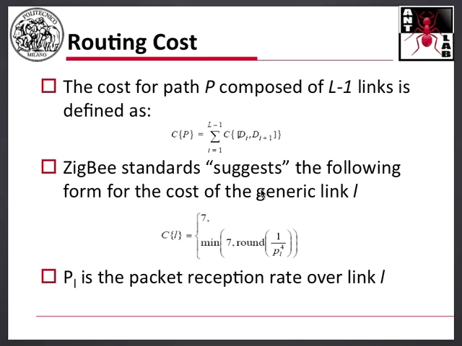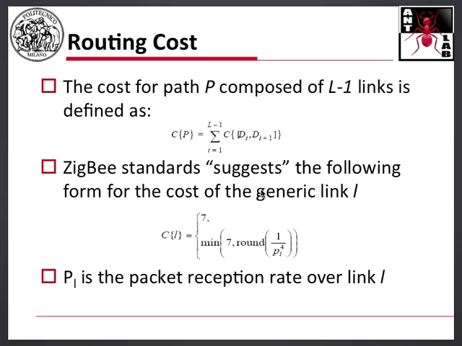That's not the only definition. There might be other definitions of cost of a path, like taking the maximum cost of all the links of that path, or some kind of average of the cost of the links. But anyhow, we stick with the classical definition where you take a path composed of L links, sum up the cost of all the links, and this is the cost of the path. And that's exactly what ZigBee does. ZigBee just uses this classical definition of route cost.